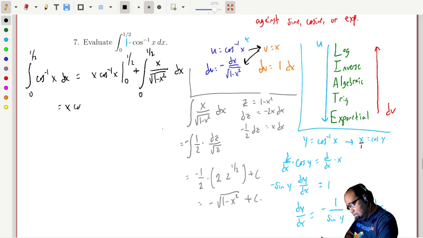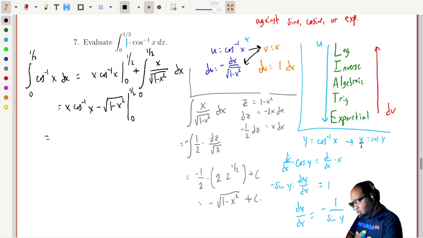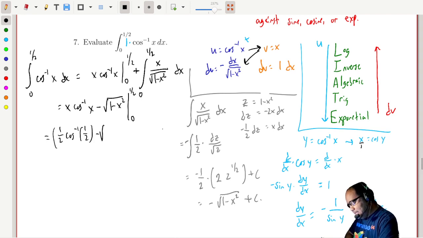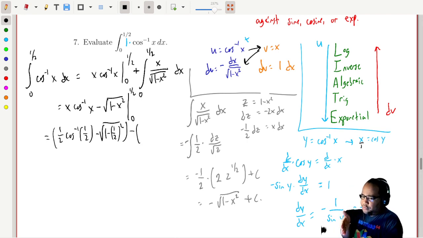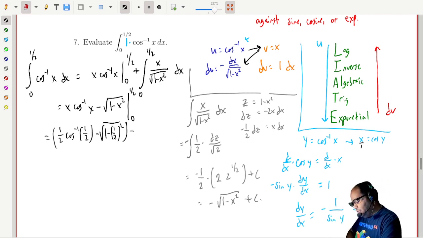Okay, lots to do here. X arc cosine x minus square root 1 minus x squared, evaluate on the boundary. Let's go ahead and write down what we would need. 1/2 arc cosine 1/2 minus square root of 1 minus 1/2 squared. And then minus, well, get a 0 from the first term. 0 times whatever is 0. And then 0 squared is 0, 1 minus 0 is 1.